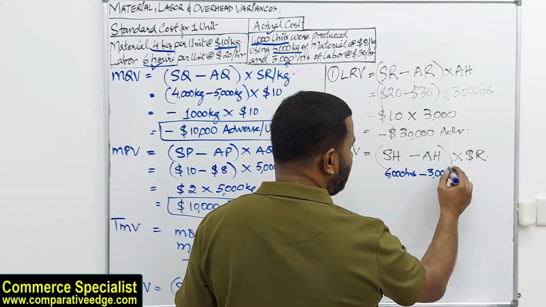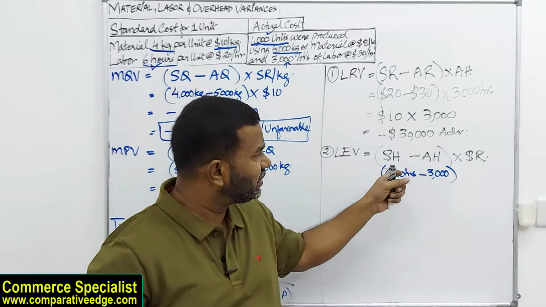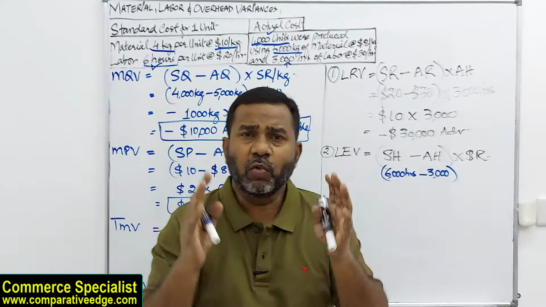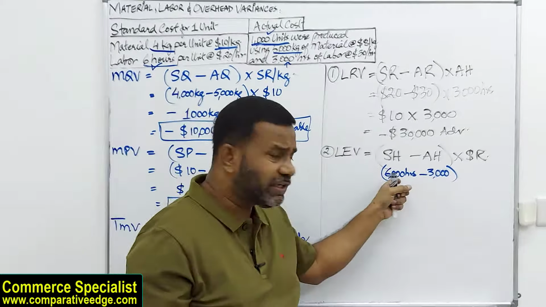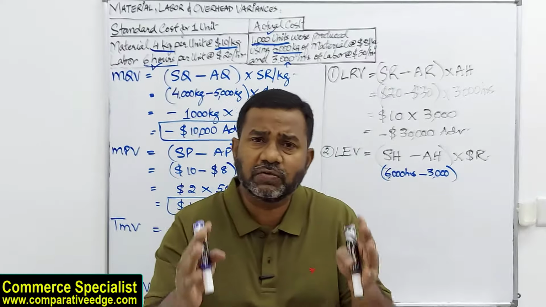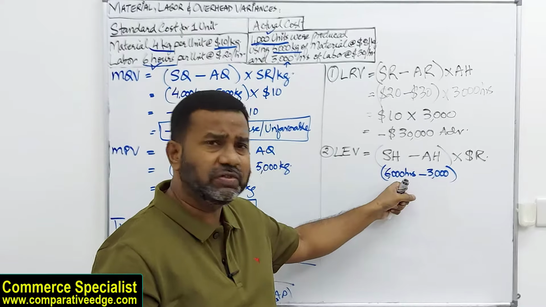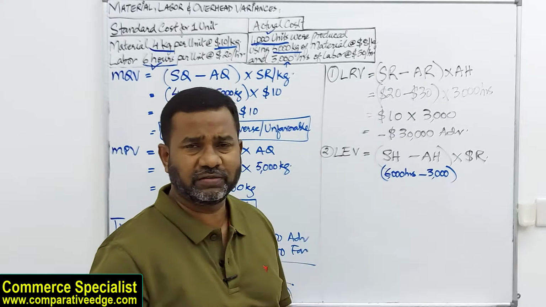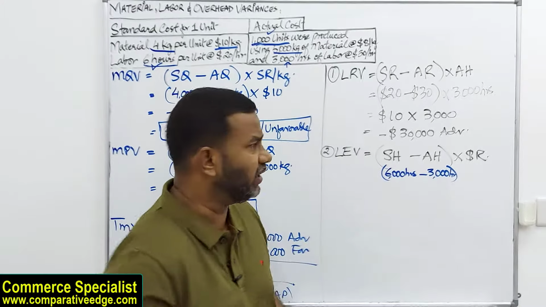You got superheroes working in your company, actually. Because what does this mean? This means for making 1,000 units, the actual production, you were allowed 6,000 hours. It was a 6,000 hours work. But your laborers did a 6,000 hour job in just 3,000 hours. They saved time, and that would obviously lead to a favorable variance.